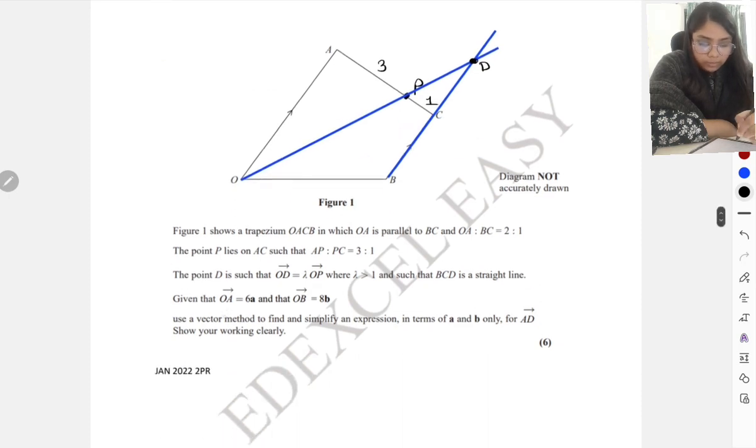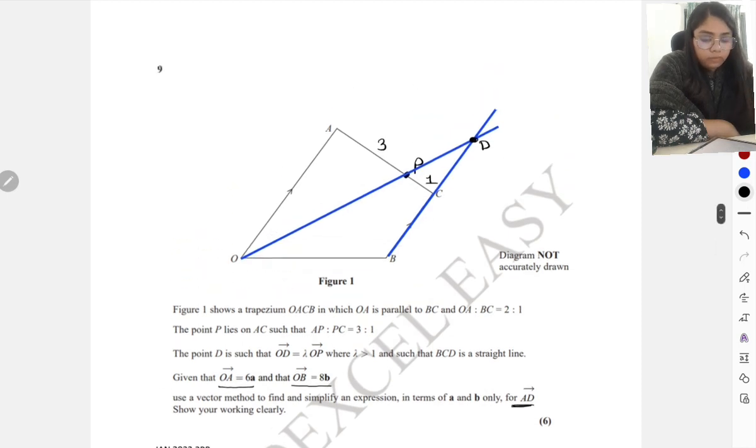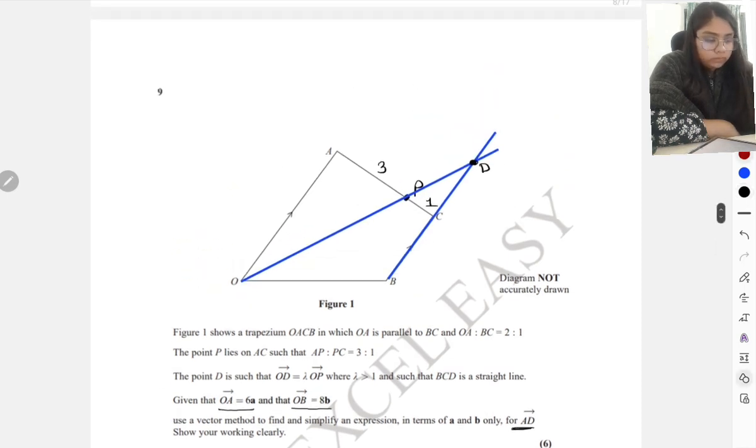And finally, you have been given vectors OA and OB as 6a and 8b. So we have to use different vectors and write our answers in a and b for the vector AD. So this one they're talking about for vector AD, right? Okay, so this is the vector AD they're talking about.